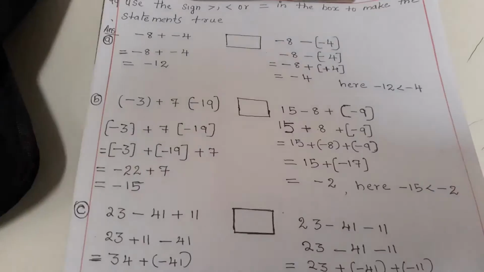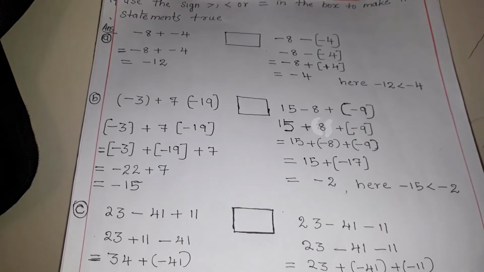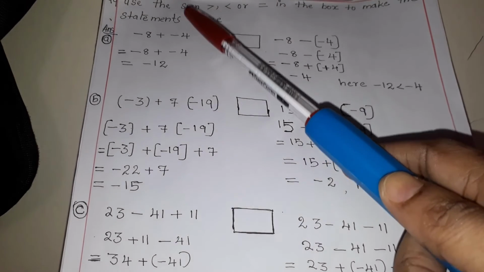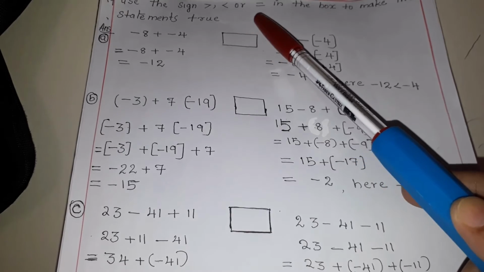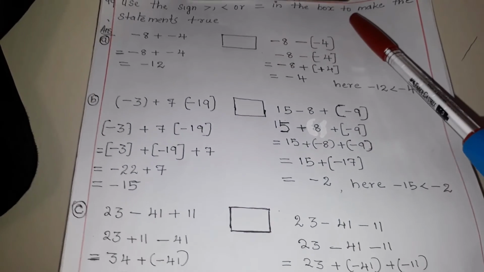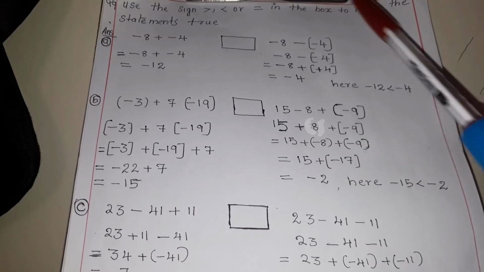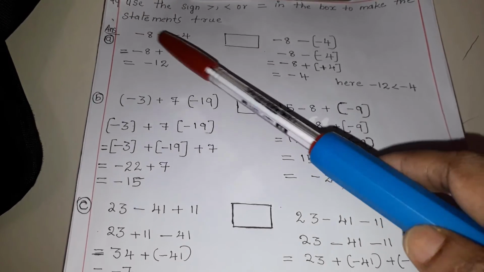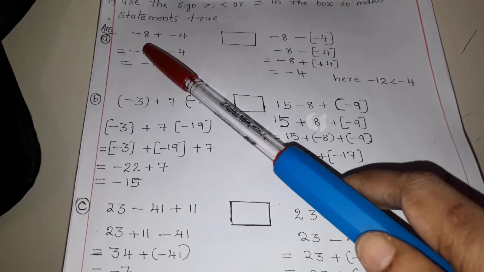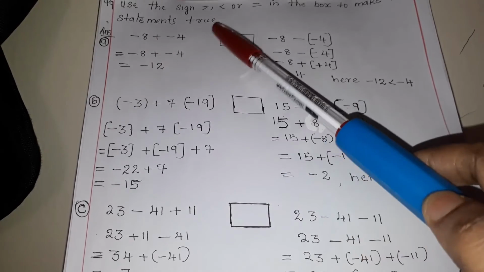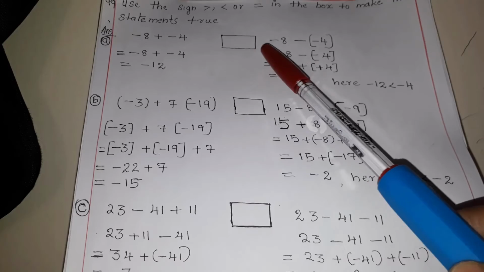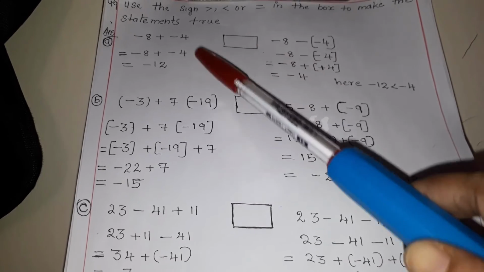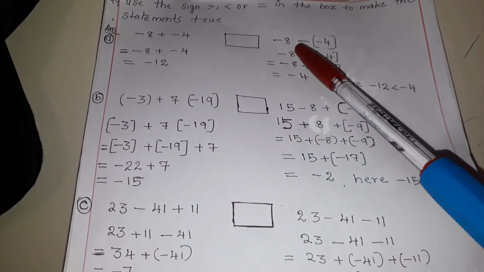Okay. Use the sign greater than, less than or equal to in the box to make the statements true. Okay. Let's do the answer. Minus 8 plus minus 4, box, you can see a box here. In this is LHS and this is RHS.